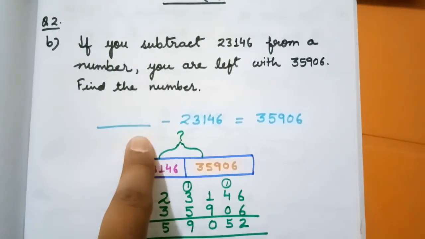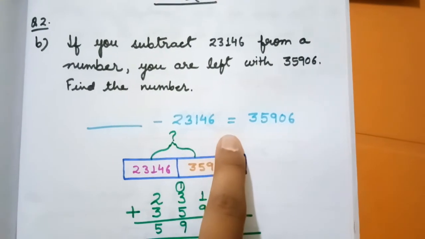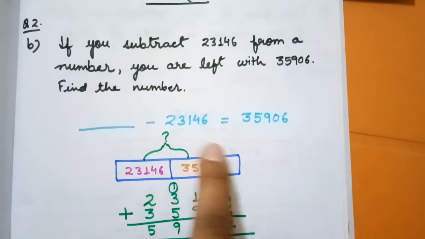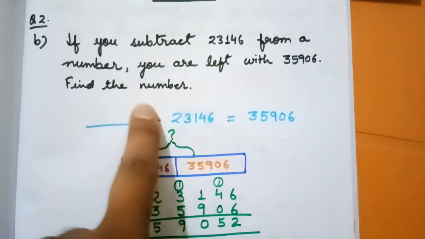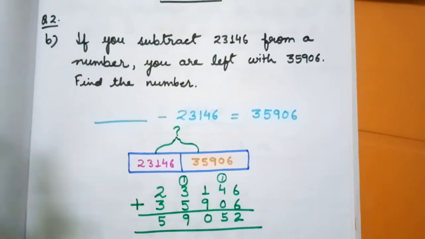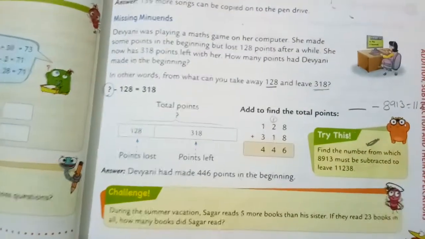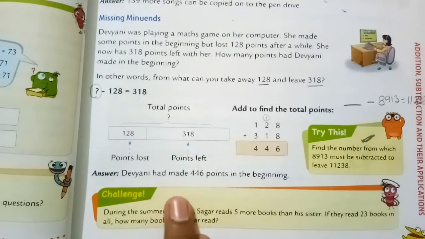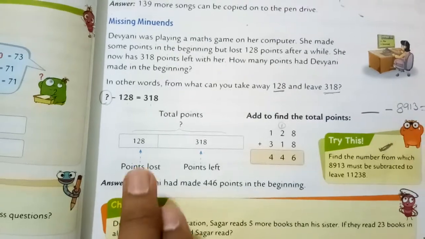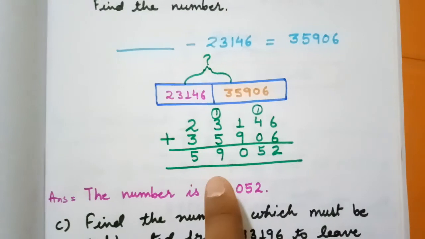So I put a blank here and then minus 23,146 is equal to 35,906. Now you can see that minuend is missing in this question. If you remember the models, on page number 37, the model for missing minuends is given. How to draw? So the very same model we are going to draw. Look at this. Here the minuend is missing.